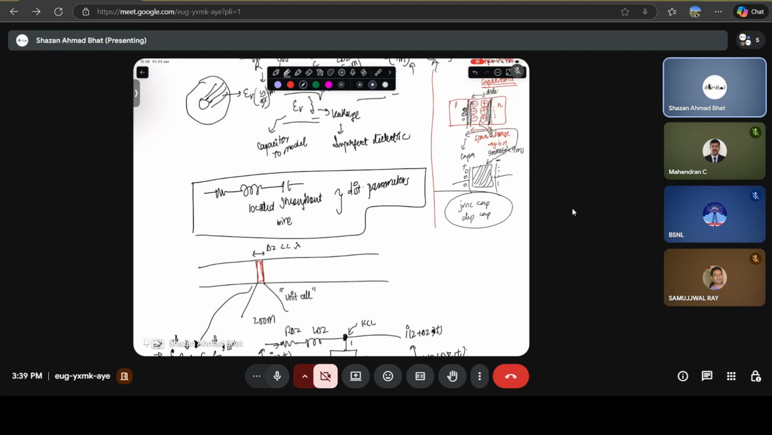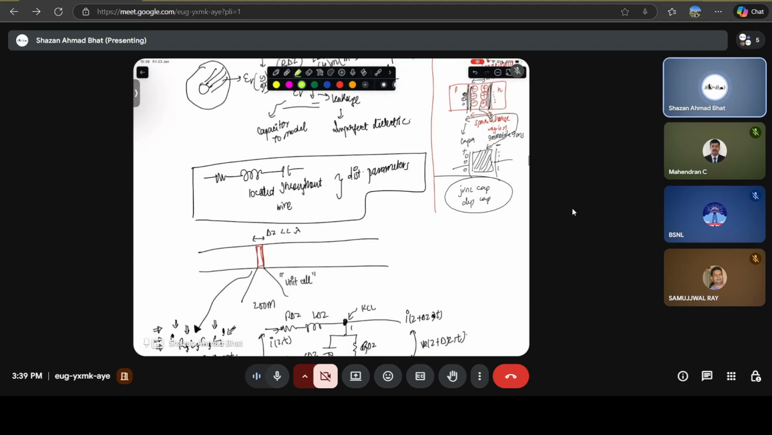Now, what is basically happening? These are called distributed parameters. These are the resistances, inductances, and capacitances that arise in a wire or in a conductor. Resistance arises because of the losses, because of the material. Inductance arises because of the magnetic field, because of the flow of the current, and capacitance arises because of the charge storage. So they are distributed. Why? Because they are not localized in a single part of the wire.